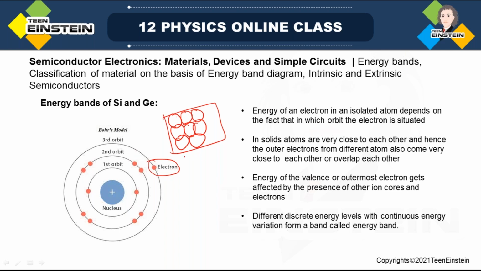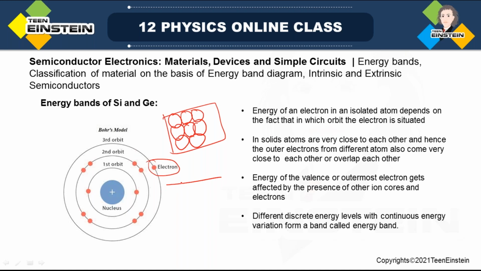In a crystal, there will be many such atoms, and each electron will have a unique position and unique surroundings. That means the interaction at each and every point will be different. And because of that, each electron will have different energy. So see, each electron has some discrete energy level.